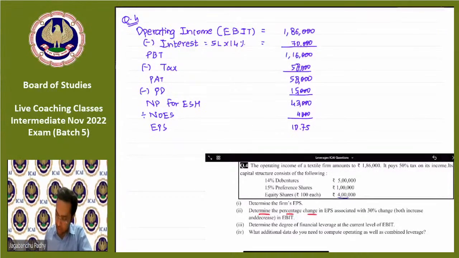Then they say determine the percentage change in EPS associated with 30% change, that is increase or decrease, in EBIT. So if the EBIT changes by 30%, what will be the percentage change in EPS? If I want to see what will be the change in EPS due to change in EBIT, which leverage am I going to use? Is it operating leverage, financial leverage, or combined leverage?